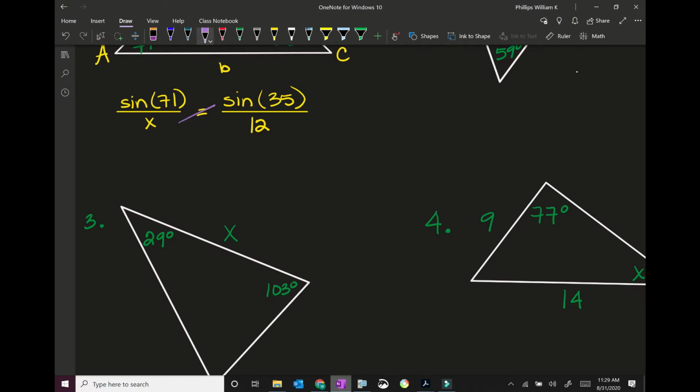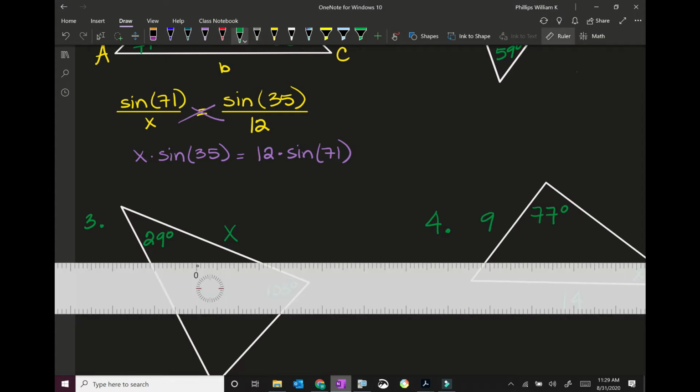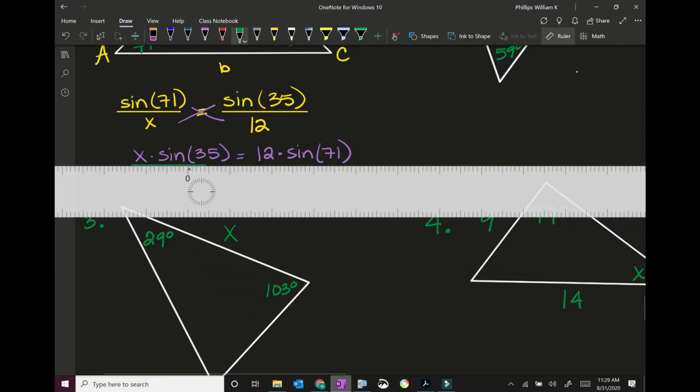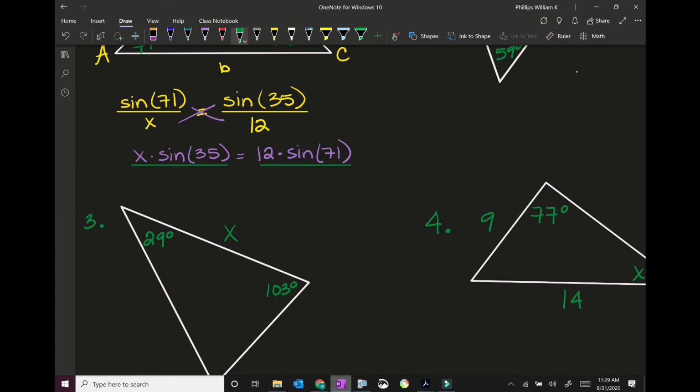So if I cross here, I have x times sine of 35 equals 12 times sine of 71. And now I want to isolate the variable x. So I will divide each side by sine 35. So here, x is going to equal 12 times sine 71 divided by sine 35.